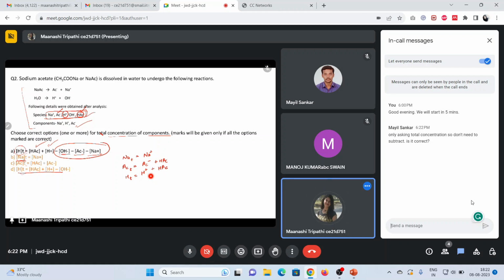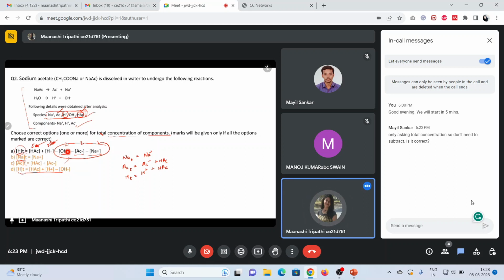Is that correct? No. Actually, if you subtract, let's say this is 5 millimolar, this is 10 millimolar, and these are 2. When you subtract, the overall thing will reduce, right? So we don't want that. We won't get H total fully. That is why you don't have to subtract it. You have to just add those things which have that particular species.